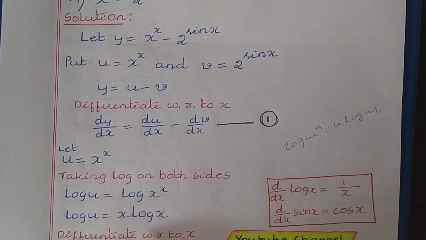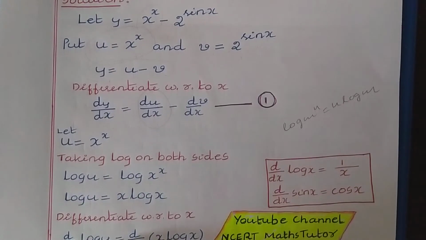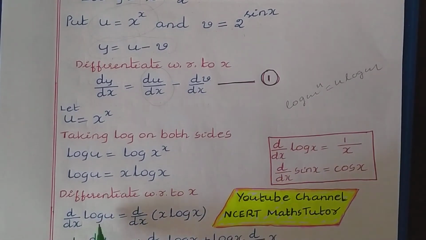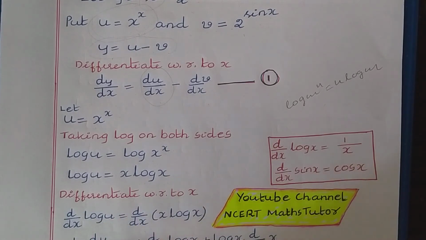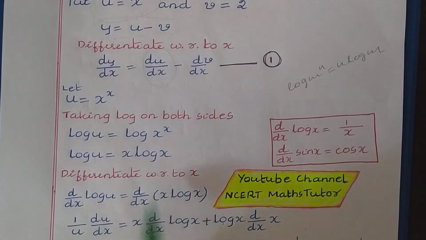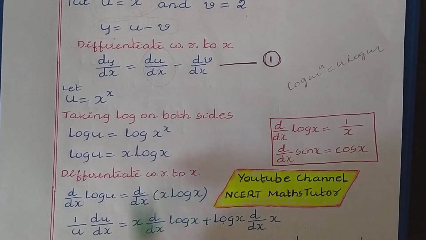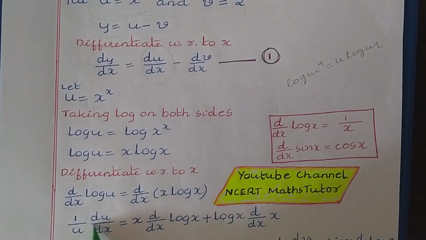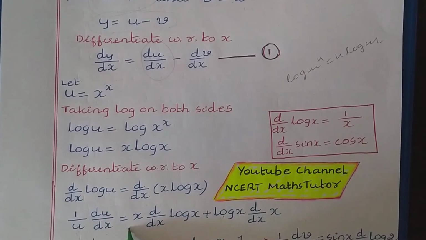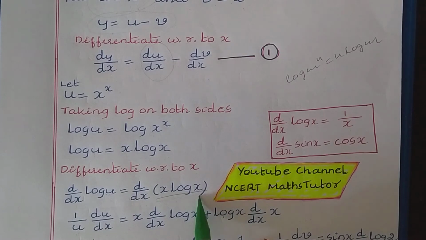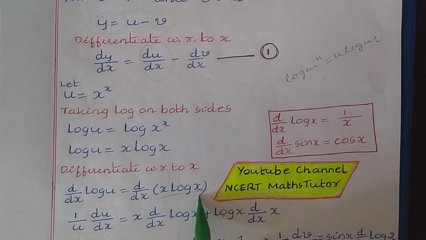After applying the logarithmic property, the next step is to differentiate this. So we get d by dx of log u is equal to d by dx of x log x. Derivative of log u is 1 by u, just as the derivative of log x is 1 by x. Then we are differentiating with respect to x, so we have the u variable here, and you have to write u along with du by dx. Then we have two functions, first function and second function, which means you have to apply the product rule.